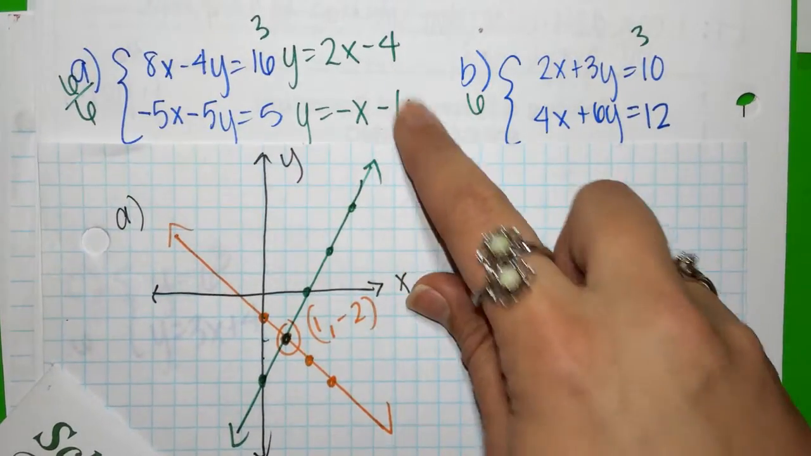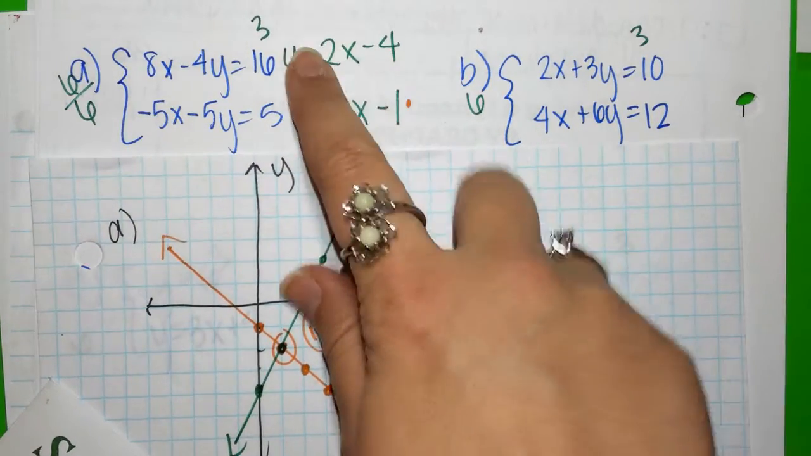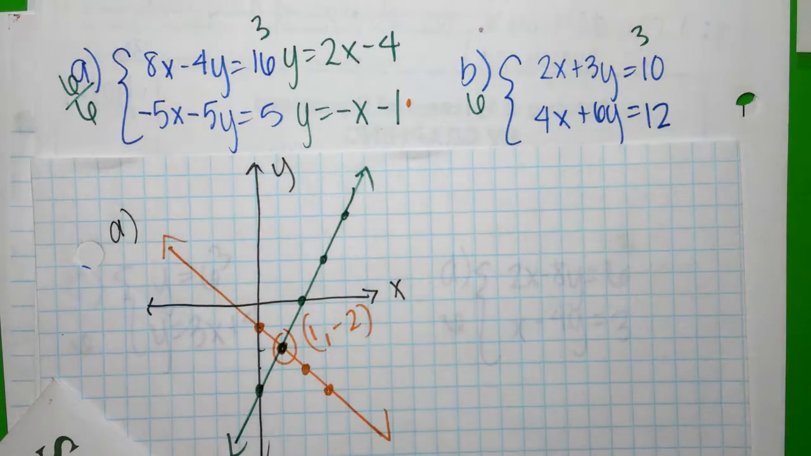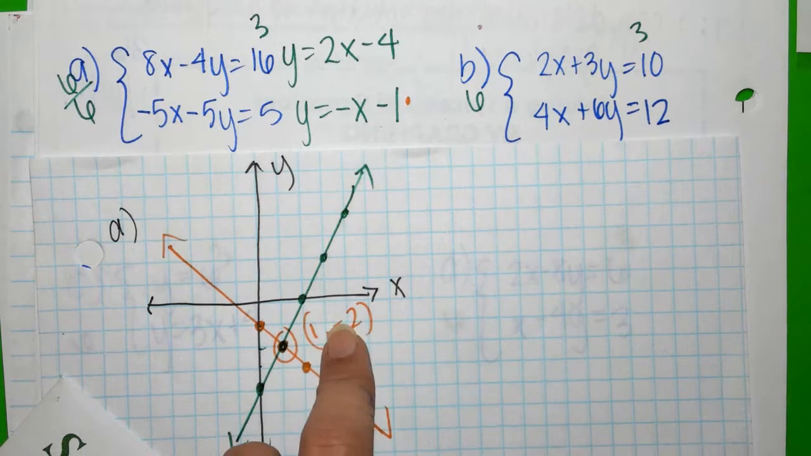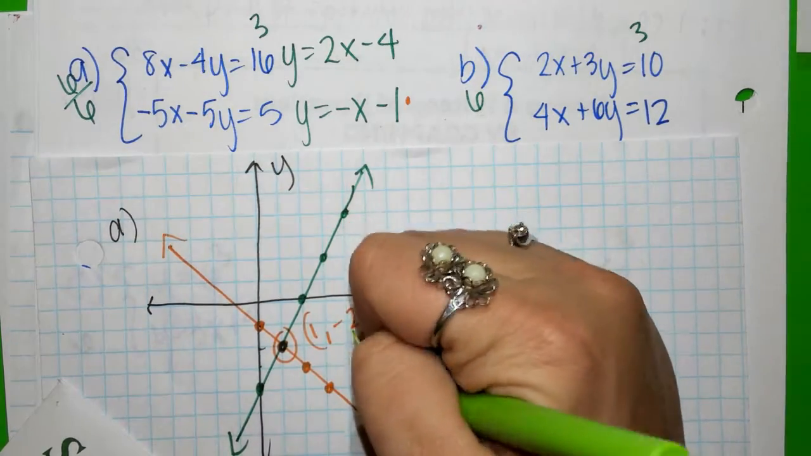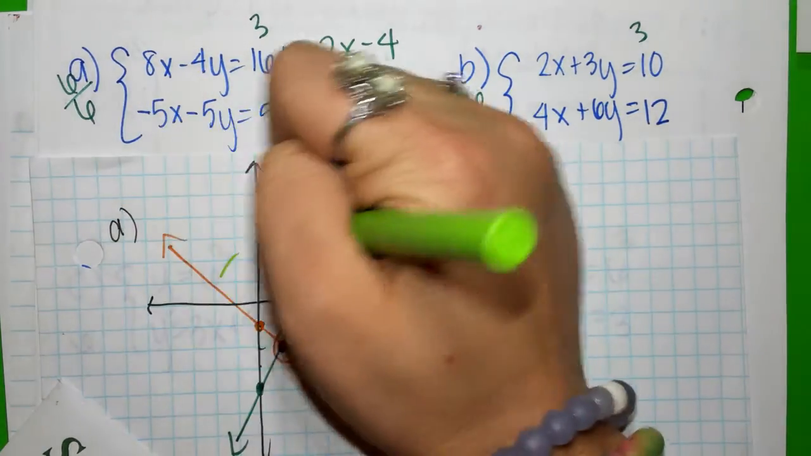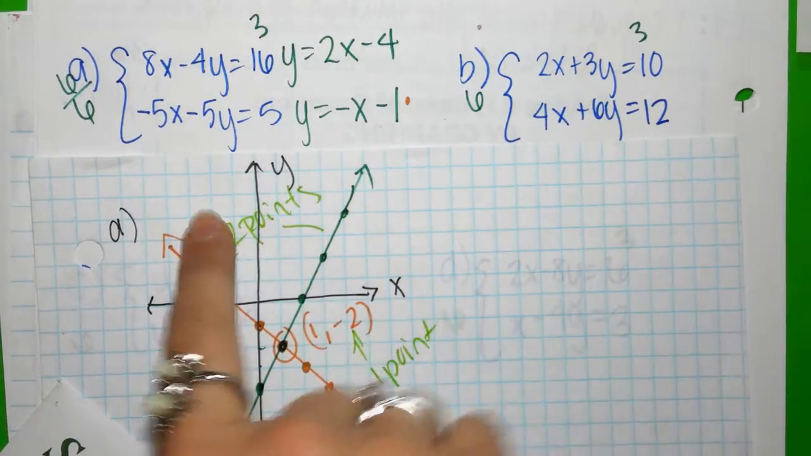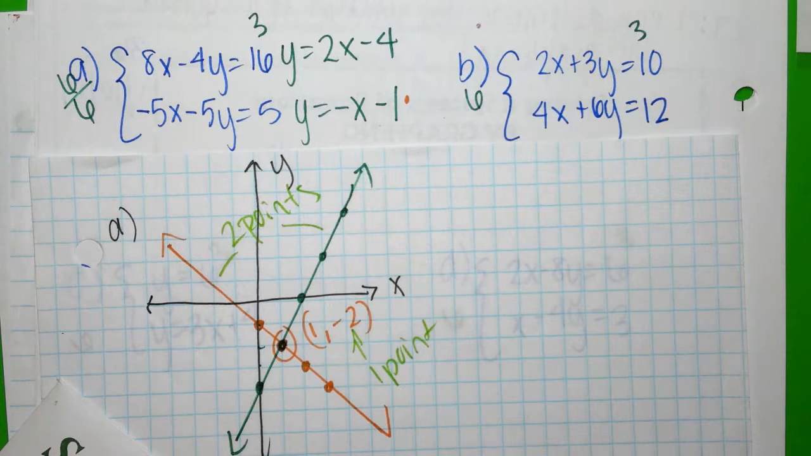If they got both of these wrong, then they get 2 points. If they only got one equation, they get 2 points. If they didn't pick the ordered pair, it's minus 1. So this is 1 point. These are 2 points. This is 3. So 1 plus 2 plus 3 gives me 6.